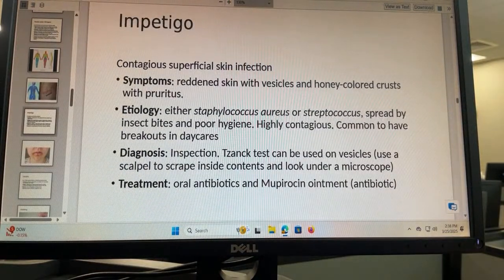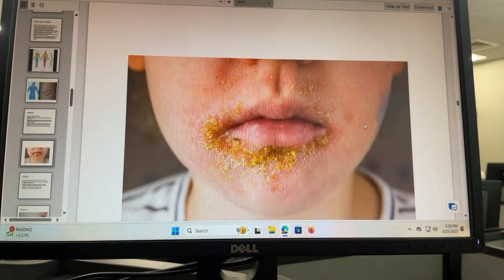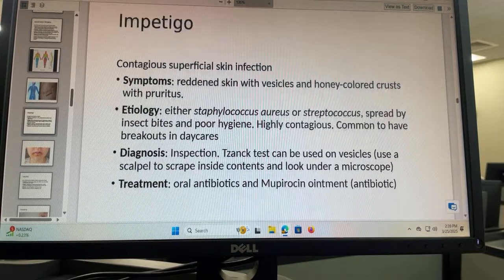All right. Impetigo. Impetigo is a very contagious superficial skin infection. So this one, you'll see reddened skin and honey-colored crusts that develop over the vesicles. Here you can see a little bit of red skin, but the fluid leaking out of the vesicles makes this honey-colored film or crust that is characteristic of impetigo.